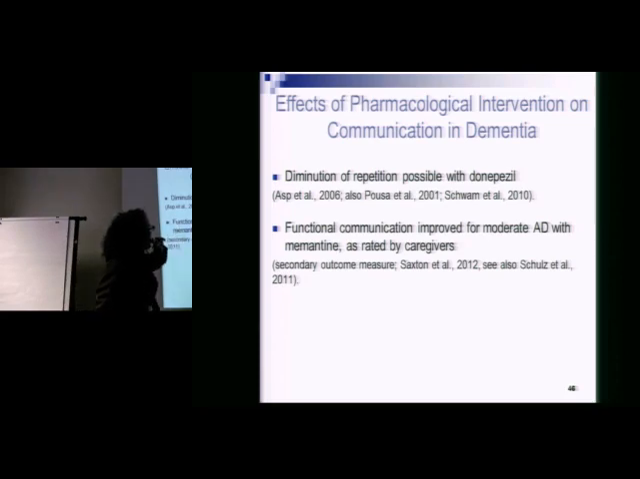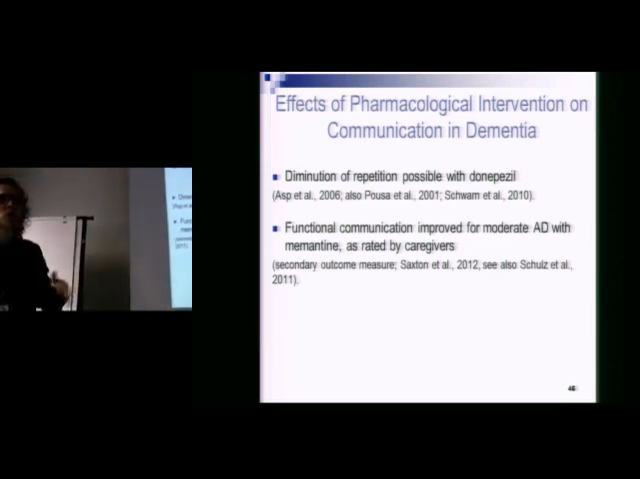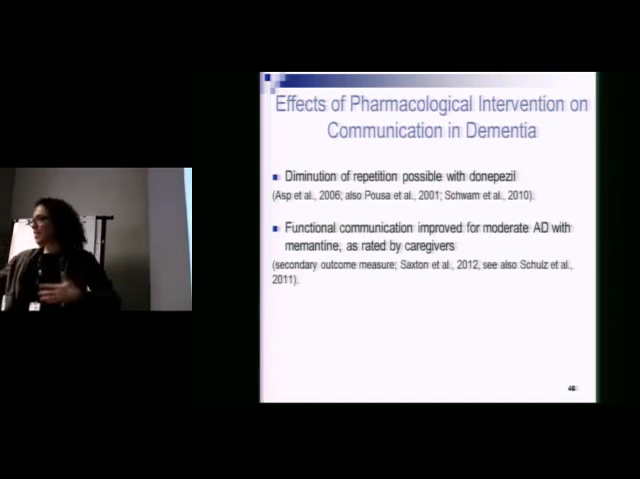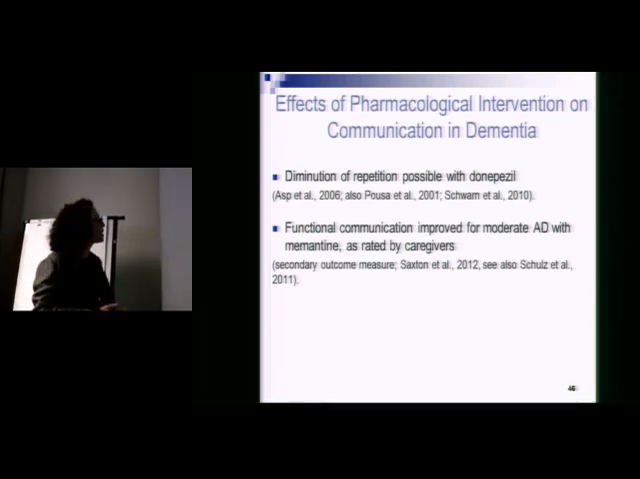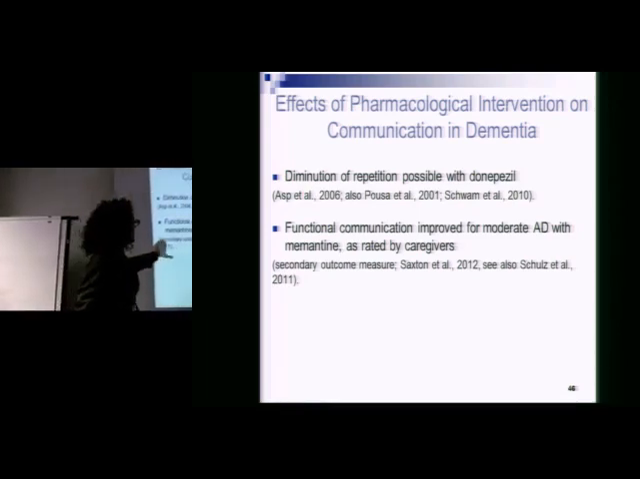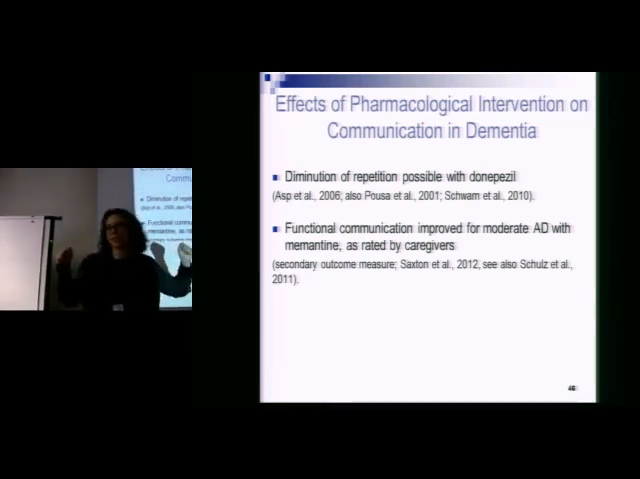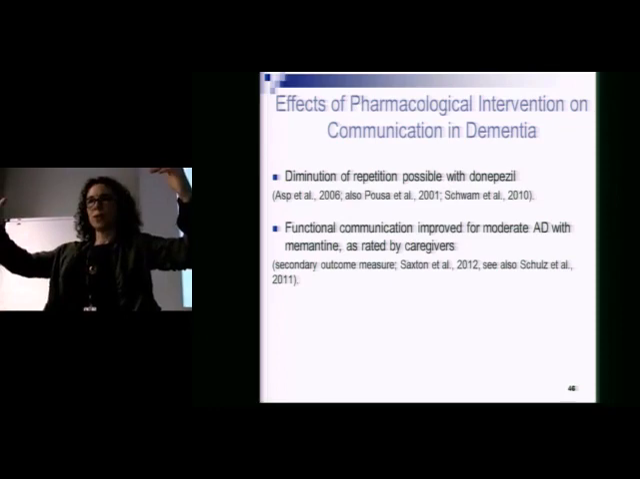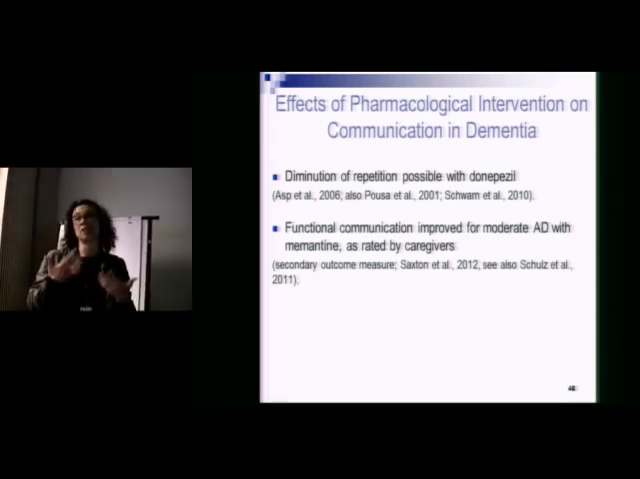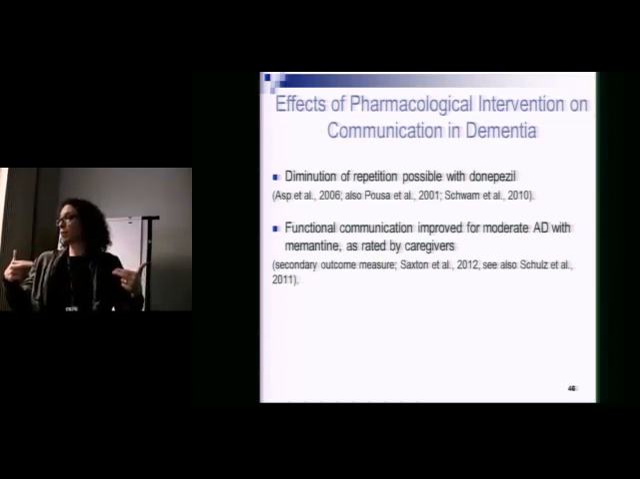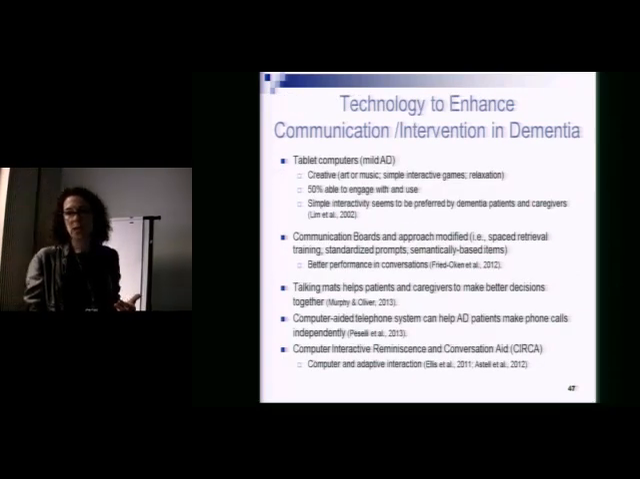And then in this recent study with memantine, what they found was that functional communication, so that's again your day-to-day communication, not performance on a standardized test, was actually improved with memantine. But it has to be said that was what they call a secondary outcome measure. Their primary outcome measures, which had to do with performance on different tests and different aspects of language, didn't actually show any benefit for memantine. So these things are always a little bit complicated.